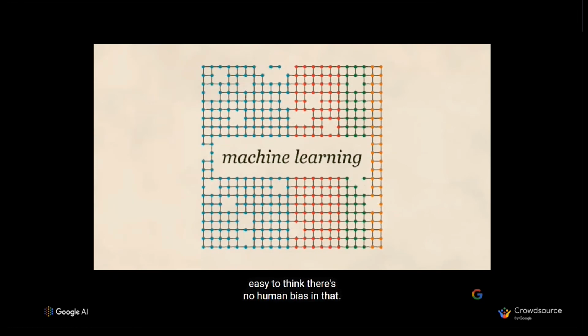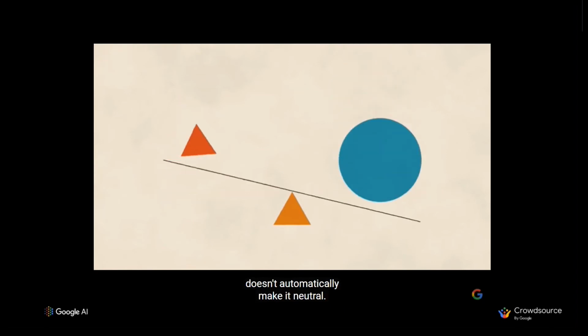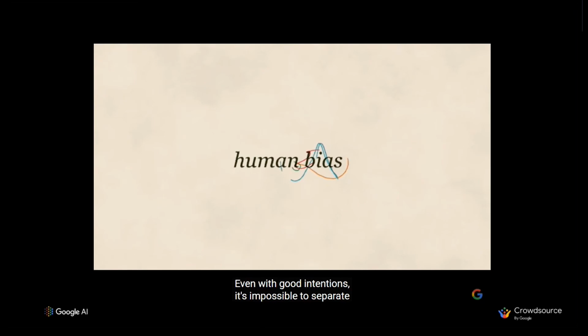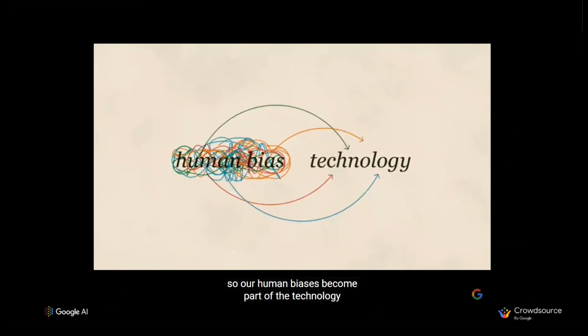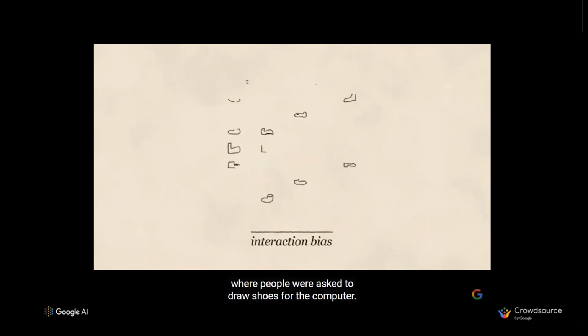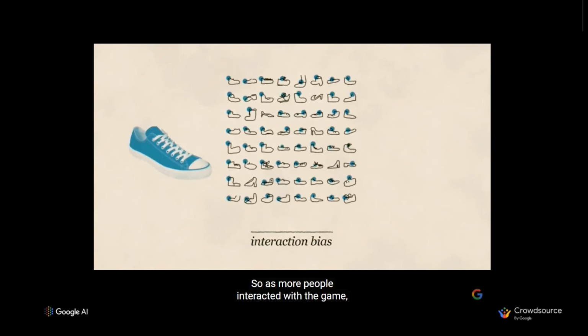So it's easy to think there's no human bias in that. But just because something is based on data doesn't automatically make it neutral. Even with good intentions, it's impossible to separate ourselves from our own human biases. So our human biases become part of the technology we create in many different ways. There's interaction bias, like this recent game where people were asked to draw shoes for the computer. Most people drew ones like this. So as more people interacted with the game, the computer didn't even recognize these.